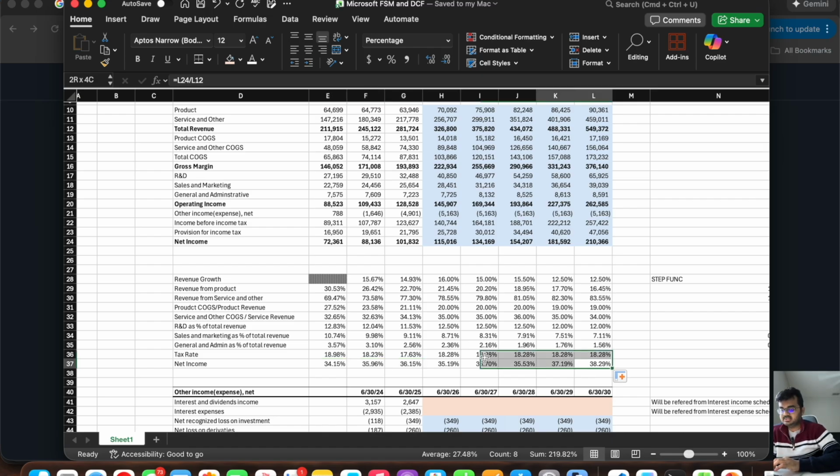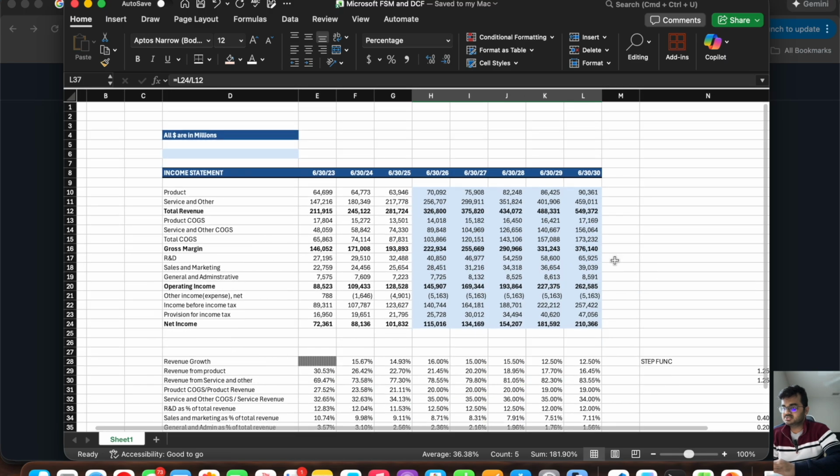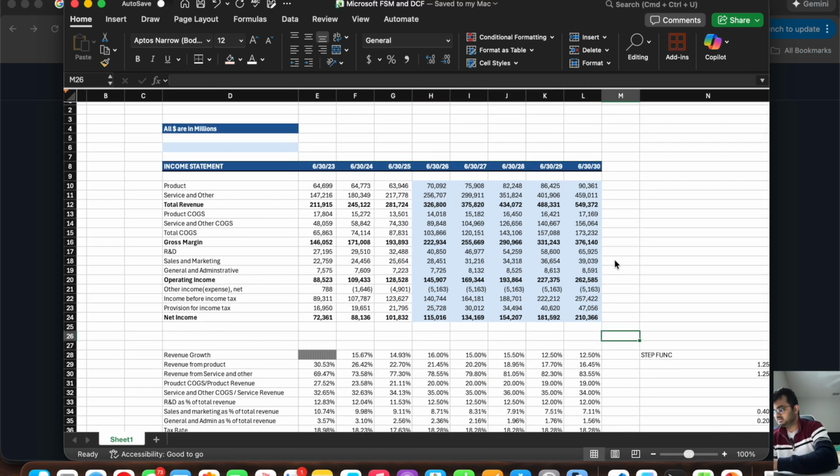Then in the next 5 years, for our estimated years for the next 3 years, it is around 35%. But in the last 2 years, our estimate is around 37 and 38%. It's on the higher end, but I hope Microsoft gets to this number, and me as a Microsoft shareholder getting benefited out of it. So I think this is what I wanted to do for the income statement modeling.